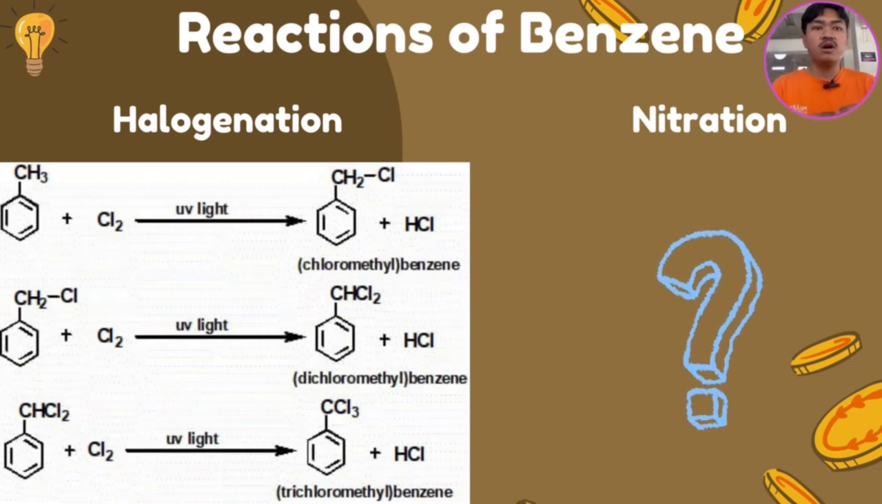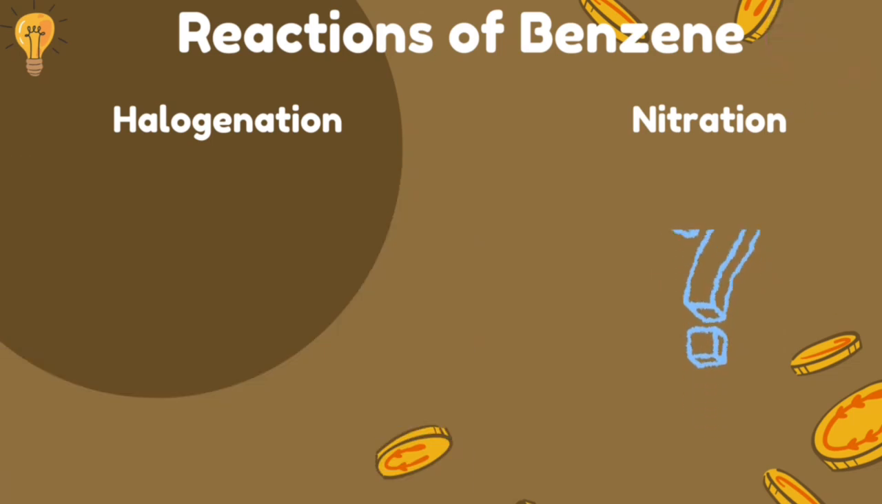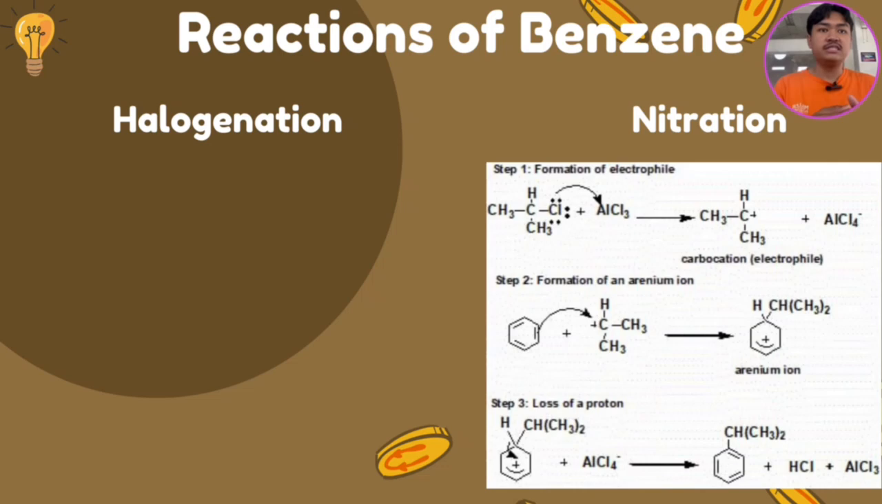Hence adding more and more. As you can see, it went from chloromethyl to dichloromethyl and finally trichloromethylbenzene. Next, for nitration, it undergoes electrophile.